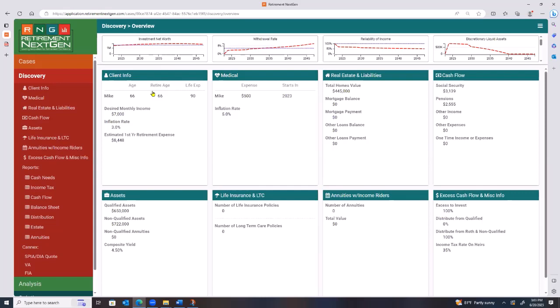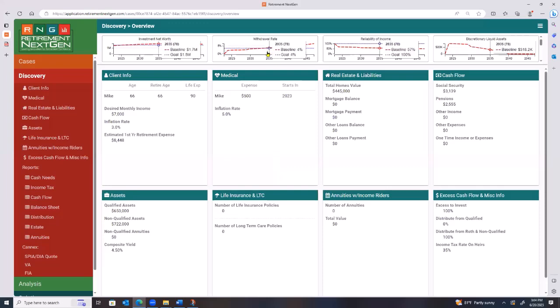Okay, what I'm going to do today, however, is show you a case where a QLAC can make sense. So let me go through this. We have a single client, a widower, and he has objectives to give his heirs as much as he can. We're going to show here his goal of $2 million. I think it was 1.5 actually.